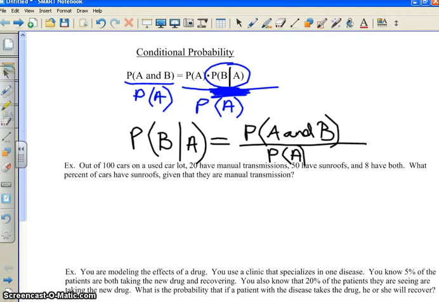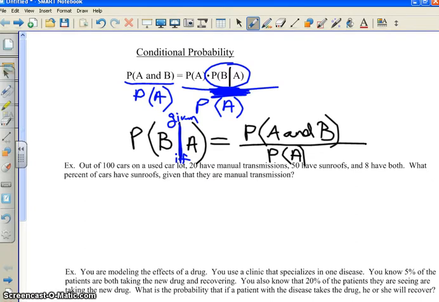Now, as we get into some problems here, you're just going to have to figure out what you're using as the A and the B. One thing to help you out in terms of the word problems is this line here, this slash between the B and the A. Some cue words that you can use to help you out are "given" or "if." So if you see one of those two words, that's your condition that you're going to be working with.